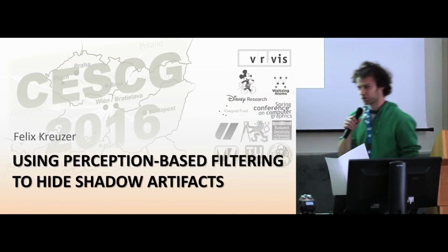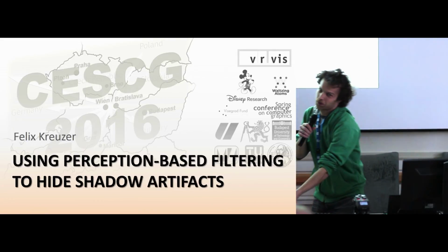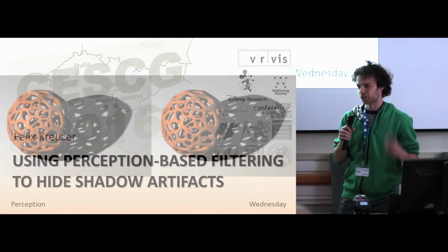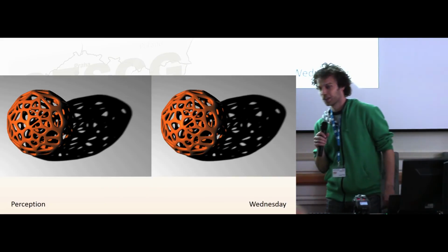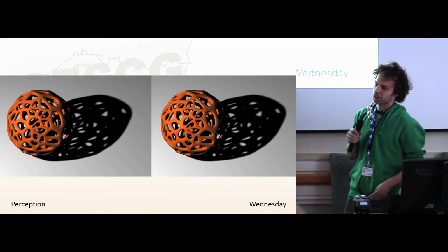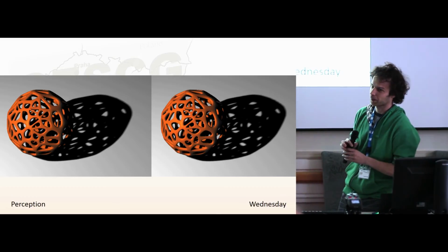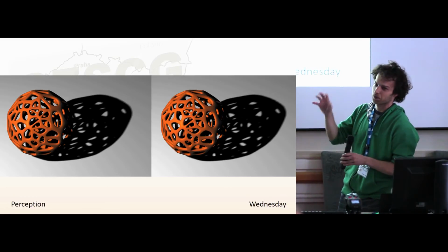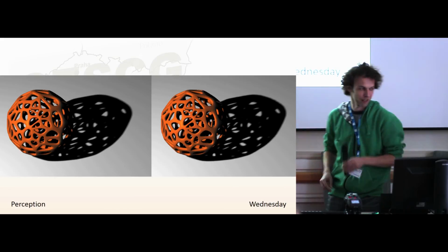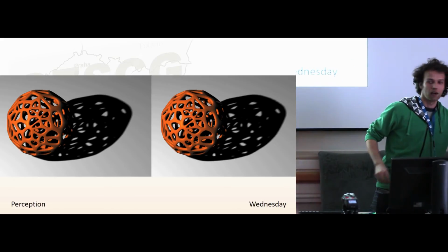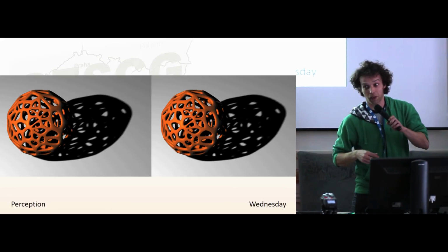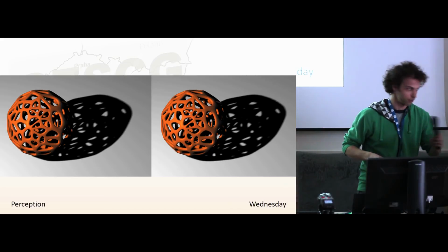I'm Felix from TU Wien, and I'm going to show you how to find a resolution for your shadow map that hides artifacts. The two images you see here are actually generated from two different shadow maps. You have a couple of seconds to find out which one is generated with only 1/4 of the resolution of the other one. Thank you. Oh, and if you want to know the answer, come by on Wednesday to my talk.